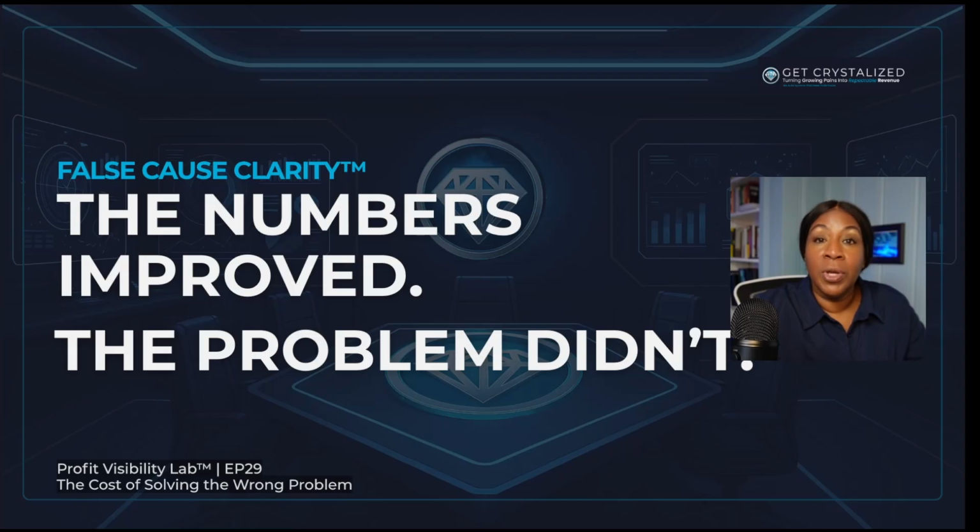This week, we're looking at false cause clarity. In this pattern, we make a decision that we feel good about only to discover that it did not address the root issue or the root constraint. This happens more often than we'd like to admit. So let's dig into it.